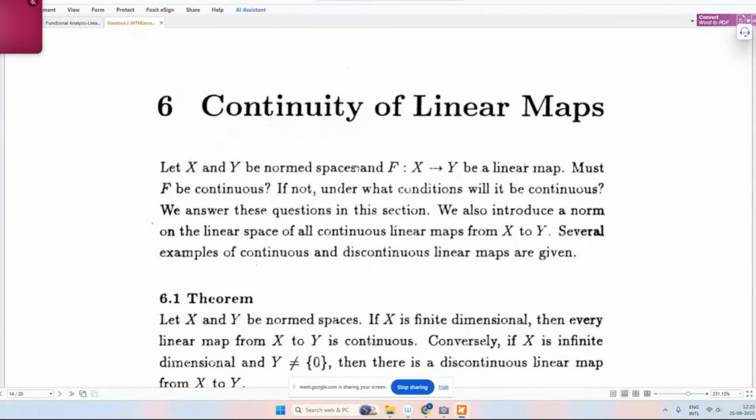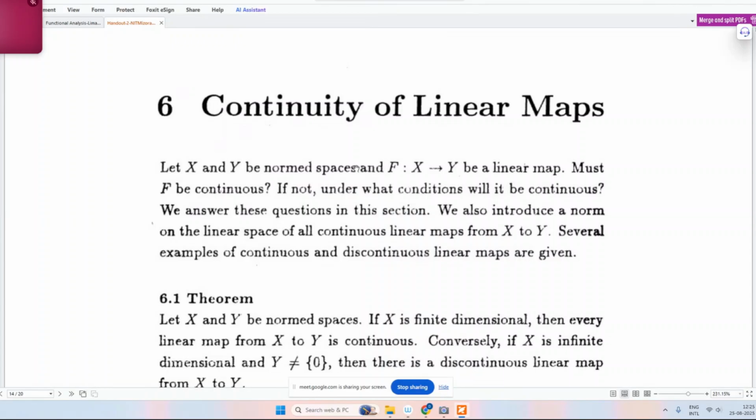Now we come to the continuity of linear maps. How do you define the continuity of a linear map? If you have two normed linear spaces, then F is called continuous if it maps convergent sequences to convergent sequences. That's the usual definition. Otherwise, inverse image of an open set is an open set. That becomes a little complicated. Let's work with sequences. It's easier.